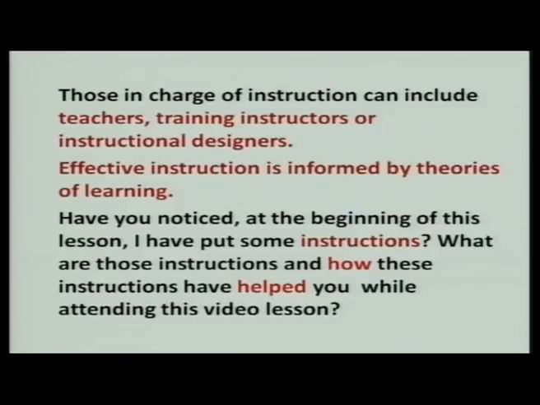Those who can be instructor. Now, any teacher can be instructor, there may be a training instructor, or there may be instructional designers. Anybody can provide instructions. There is no restriction. But effective instruction is very important.